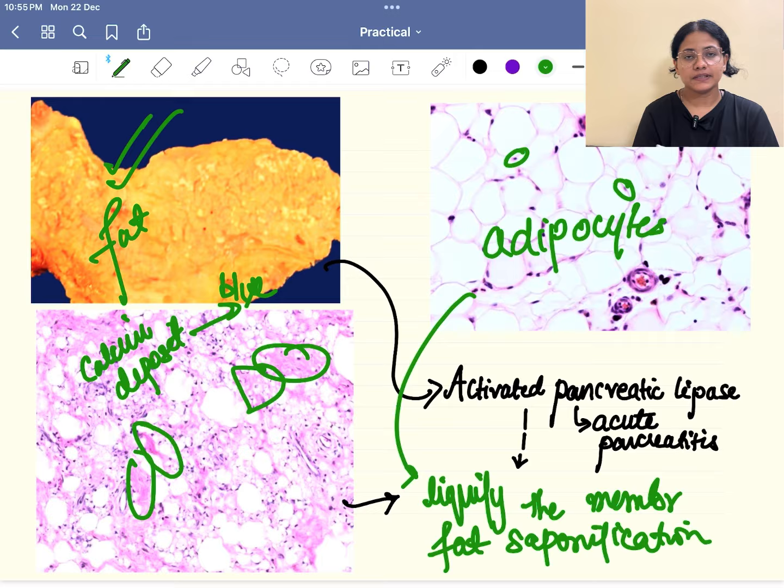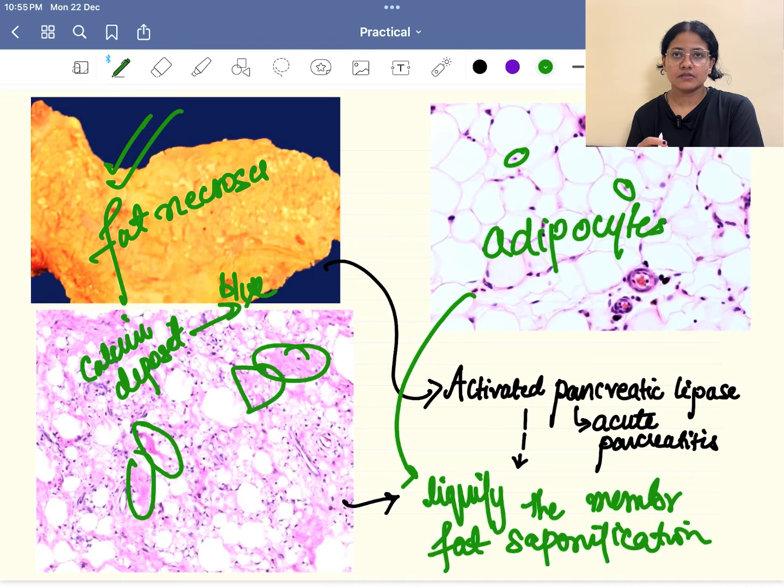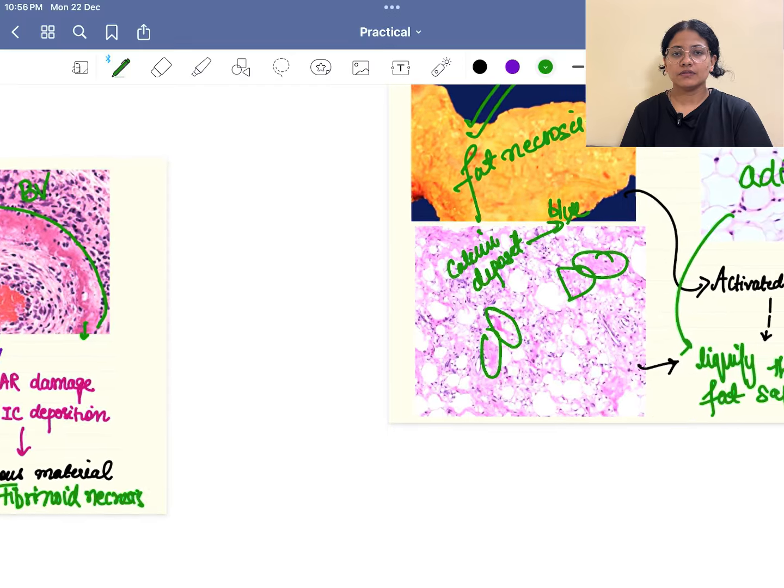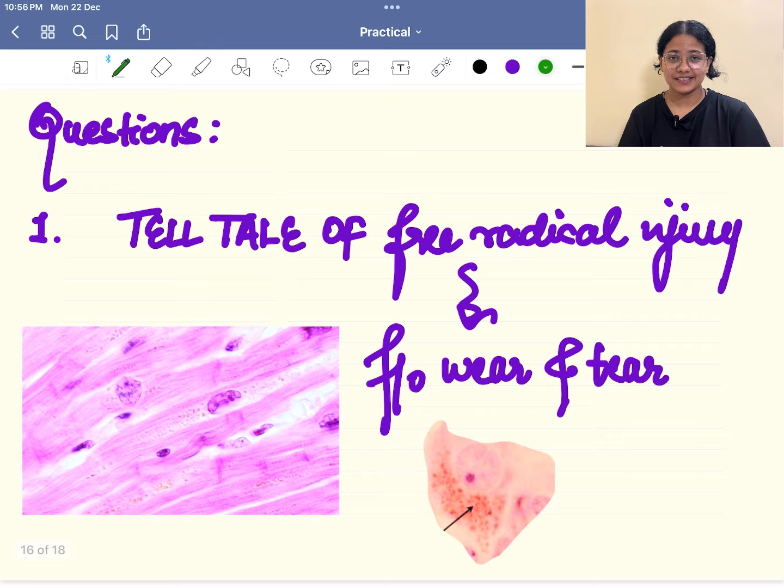So another very common example of fat necrosis is in women, when they have a trauma to the breast. Okay, the breast also has a lot of fibroadipose tissue, right? So the breast can also show fat necrosis. So when they give a history like that, a woman had a trauma to the breast, and then they give you a morphology like this, please go ahead and write fat necrosis. Okay, so that's all that we require, at least for now.